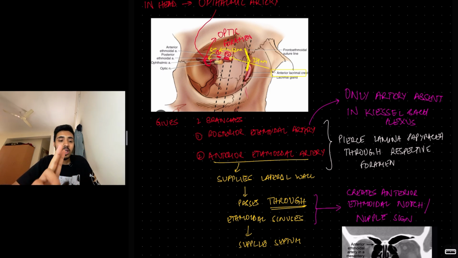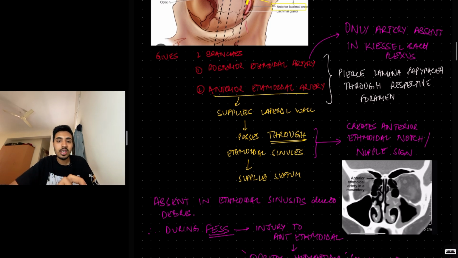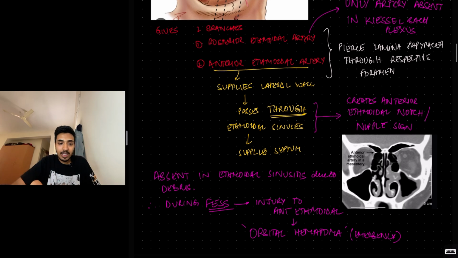Then there are two branches. As I told, the ophthalmic artery, which is a branch of the internal carotid artery, gives rise to two branches: the anterior ethmoidal and posterior ethmoidal. And the anterior ethmoidal artery supplies the lateral wall, passes through the ethmoidal sinus, and then supplies the septum.